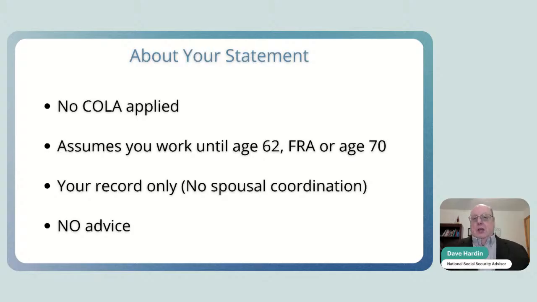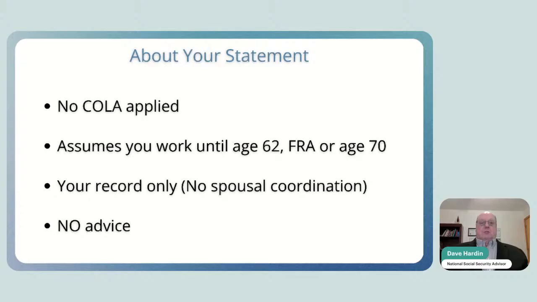By the way, if you look at your Social Security statement, there's no cost of living. It will not predict for you what that's going to be. You need to have that done, even though it's a guess, because none of us know what it's going to be. But you have to have an idea. You have to have an educated guess to have any kind of plan. Your statement assumes you're working until 62, 70, or your full retirement age, even though most of us don't take our benefit at exactly that time.